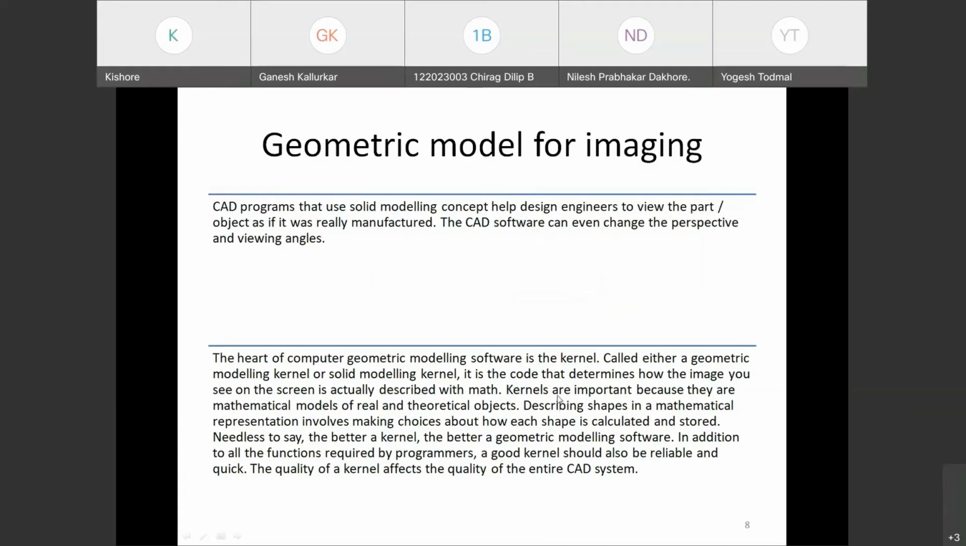Kernels are important because they are mathematical models of real and theoretical objects. Describing shapes in a mathematical representation involves making choices about how each shape is calculated and stored. Needless to say, the better the kernel, the better the geometric modeling software. In addition to all these functions required by programmers, a good kernel should also be reliable and quick. So, what are the required characteristics of a good kernel? That it should be reliable and it should be fast. That is the concern for engineers. The quality of the kernel affects the quality of the entire CAD system.